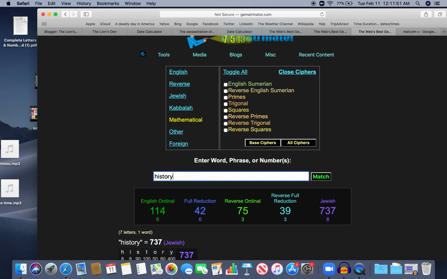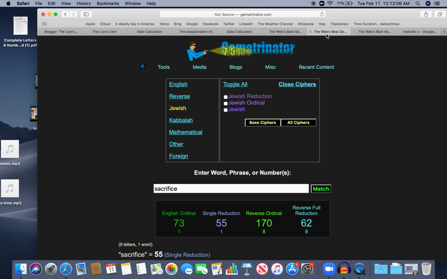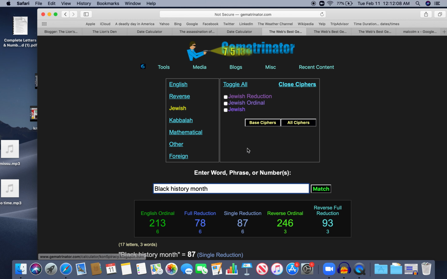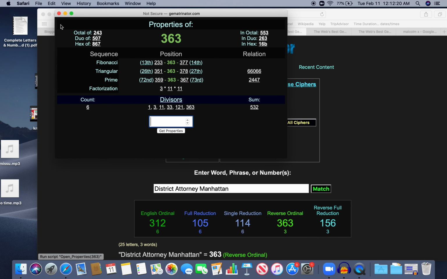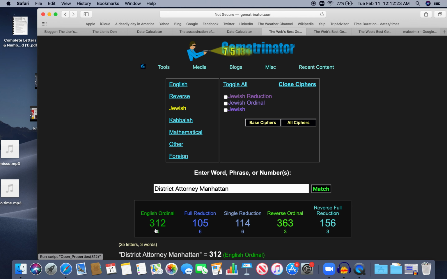History also equals 42. All right, and also equals 39. Died at age 39. Malcolm equals 39. 39, 39, 78. All these numbers are applicable because 114. The Manhattan District Attorney equals 114. Also 312, like 123, like Malcolm X, a reshuffling of that. And also the reflection of 213, which is Black History Month, 213.